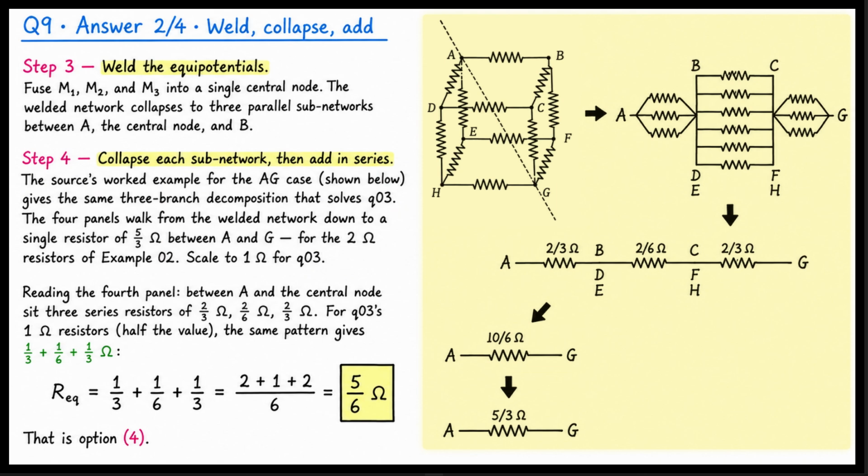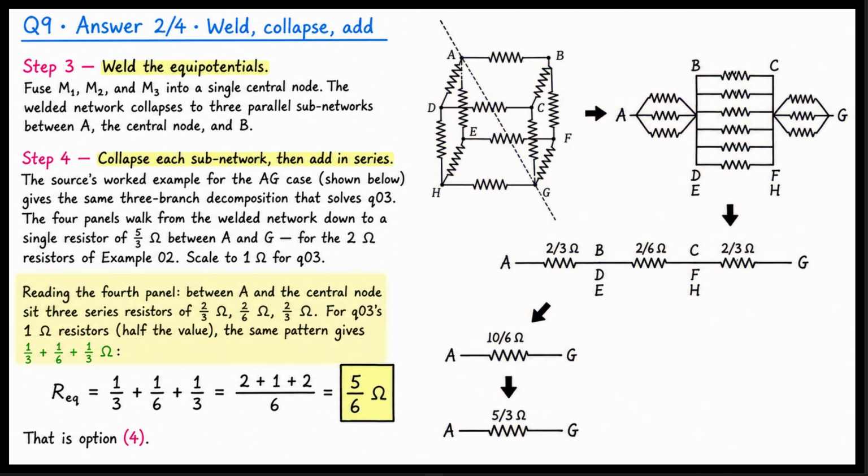Panel 1 is the welded network. Panel 2 shows the equivalent series branches. Panel 3 reduces them to a single 5/3 ohm resistor between A and G. Panel 4 shows the same branches as a series chain of 2/3, 2/6, 2/3 of an ohm. That figure was generated for the 2 ohm resistors of example 2.